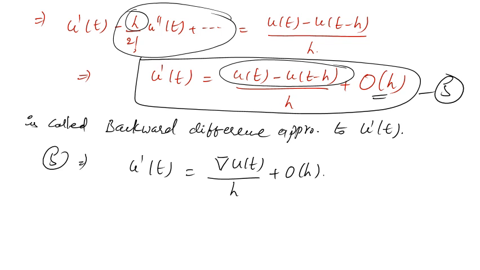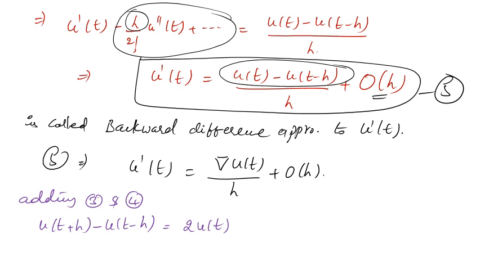Another one, and the last approximation, adding equations 3 and 4. That means u of t plus h plus u of t minus h is equal to 2u of t, the first derivative terms get cancelled, and you will get h square by 2 factorial plus h square by 2 factorial. So h square u double prime t, right? And the triple derivative terms cancel, and you will get 2 h power 4 by 4 factorial fourth derivative t, and so on.